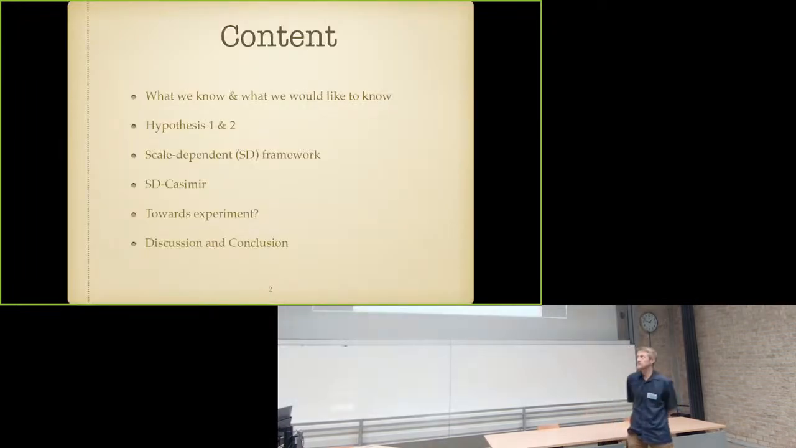So the short outline for this talk. First, to start off, I want to tell what we know, what we think we know, and what we would like to know. Then I want to clearly formulate the hypothesis, how I want to address these questions. And then third point, I will present a framework, which is a framework particularly suited to include the two hypotheses I mentioned. And when the framework is set, I will study the Casimir effect, and then even look towards experiment. And then hopefully some questions, discussion, and conclusions.